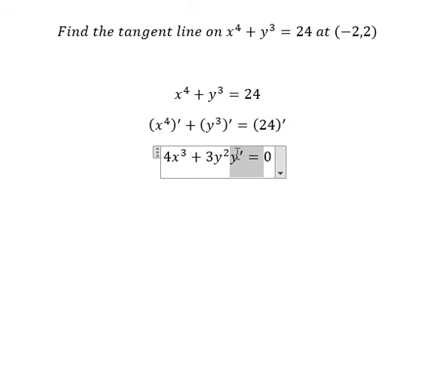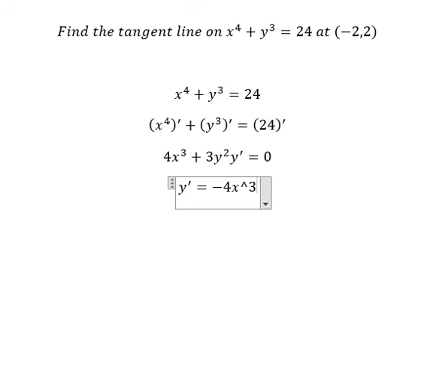Next, we need to find first derivative of y in here. So we put this one, go to the right, and we divide both sides by 3y squared. So we will have first derivative of y equals negative 4s to the power of 3 divided by 3y squared.